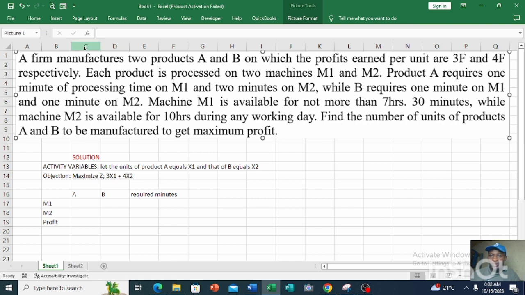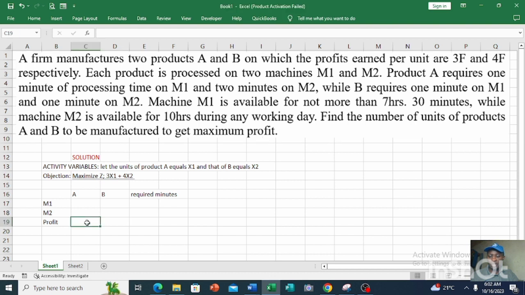So the question goes, the firm manufactures 2 products A and B on which the profit per unit are 3 francs and 4 francs. So the profit per unit of A is 3 francs and that of B is 4 francs. And then it further says each product is processed on 2 machines. These are the machines that we have labeled M1 and M2.